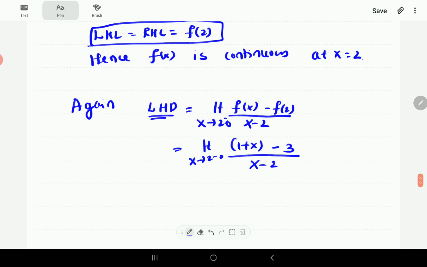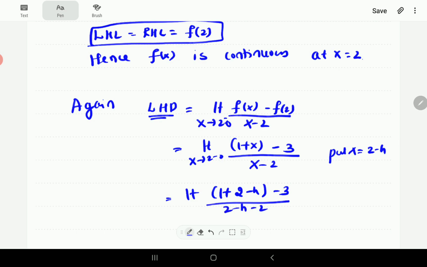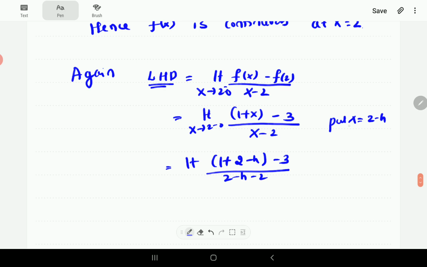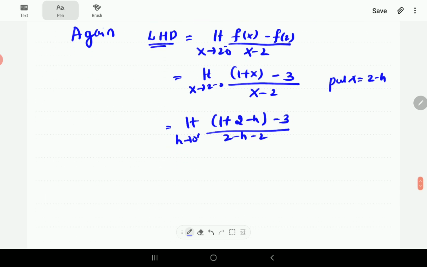After simplification, if you want to simplify you can, else you can just directly put here, since it is a left hand derivative, x equal to 2 minus h. So this will be the limit of 1 plus 2 minus h minus 3, divided by 2 minus h minus 2, and as x tends to 2, h tends to 0.